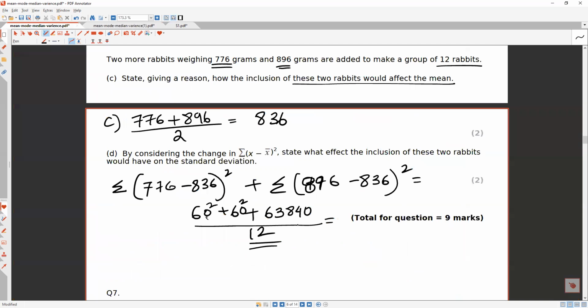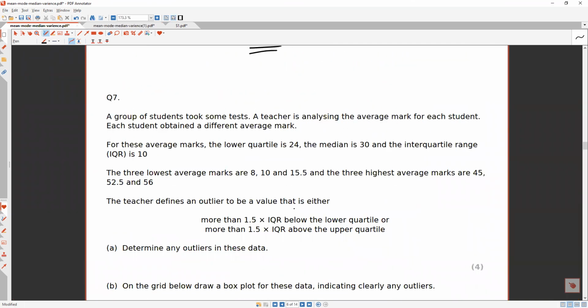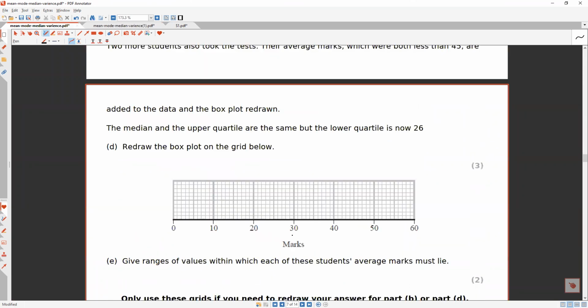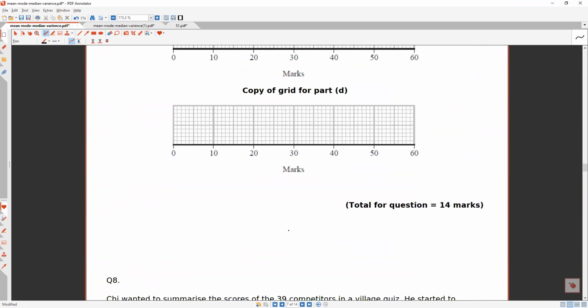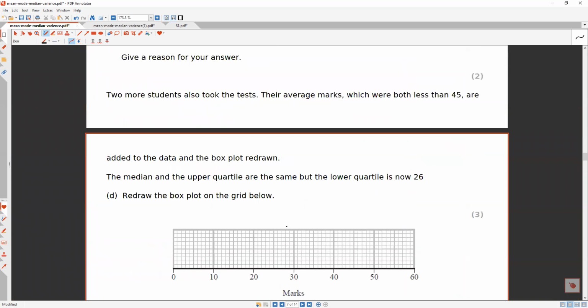Okay, now let me give you guys the next question to do. For this you don't need anything, we can do this. Oh wow, this is a big question regarding interquartile range. There are some really confusing questions that come with the interquartile range.